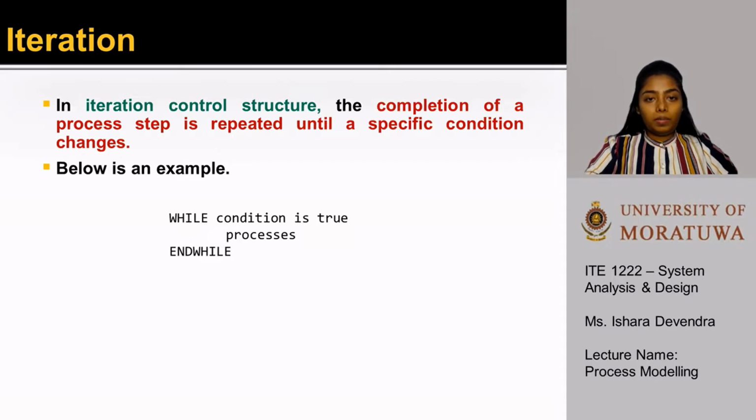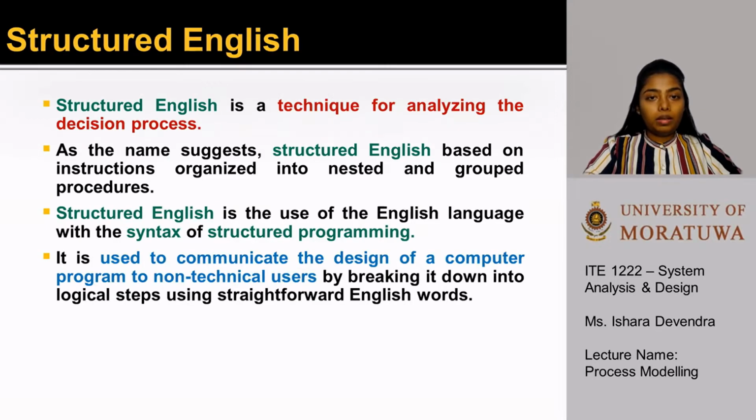This is an example. While condition is true, then processes, and then end while. So we can use a while loop to represent this control or logical structure. You can refer to more examples under the sequence, iteration, and selection logical structures. So far, we have discussed the process model, process description, and logical structures.